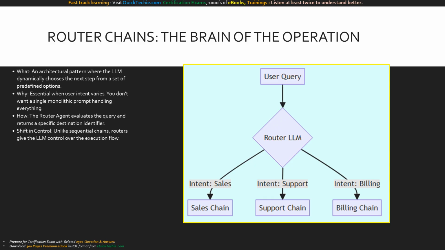This flowchart is the classic router pattern. The user query hits the router LLM in the center. The router acts as a switchboard. It doesn't answer the question. It merely extracts the intent. Based on that intent, it routes the execution to either the sales, support, or billing chain. Each downstream chain is highly specialized.